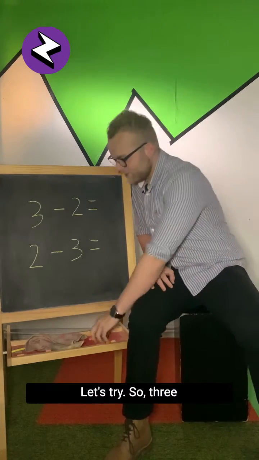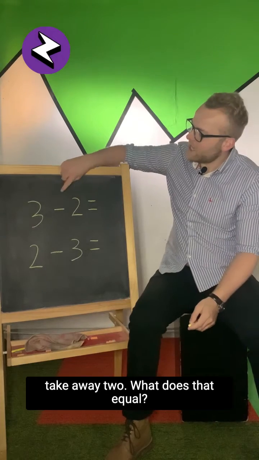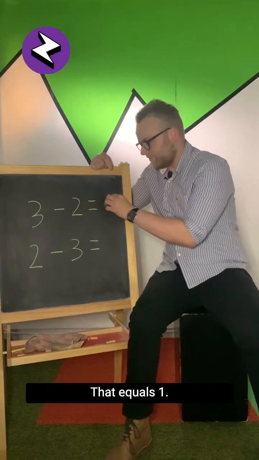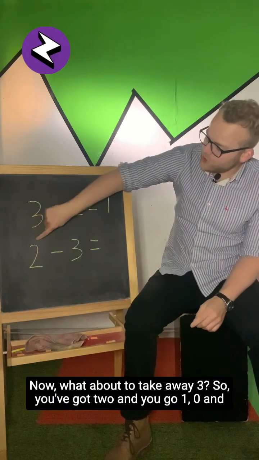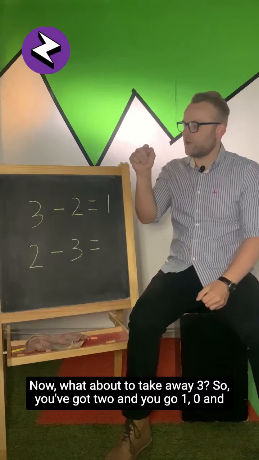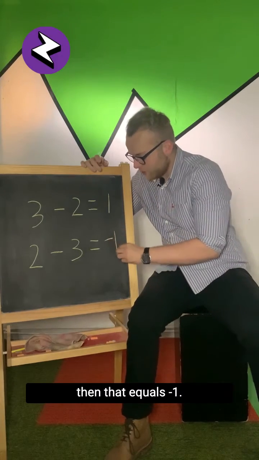Let's try. So 3 take away 2. What does that equal? That equals 1. Now, what about 2 take away 3? So you've got 2 and then you go 1, 0, and then that equals minus 1.